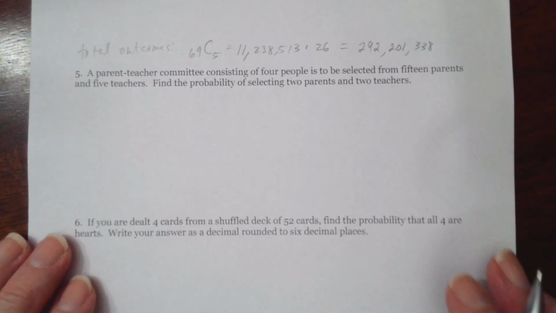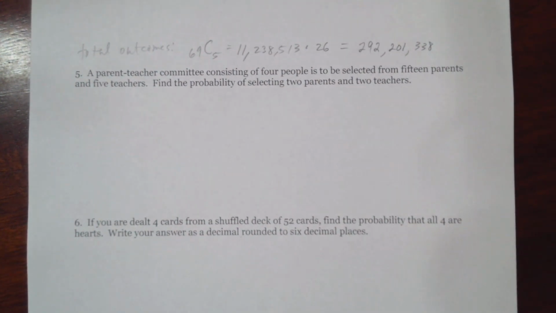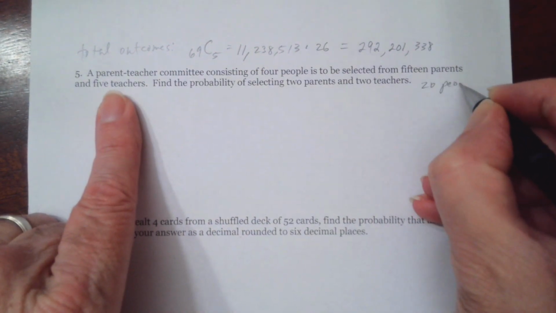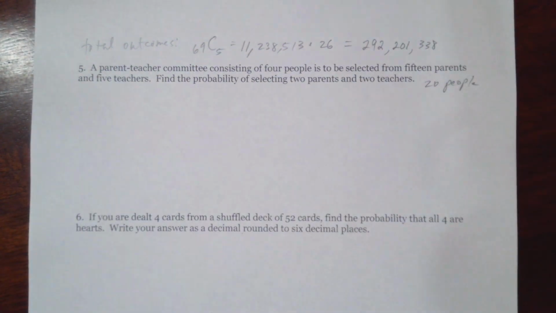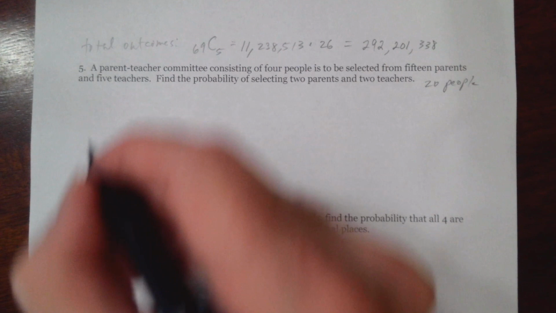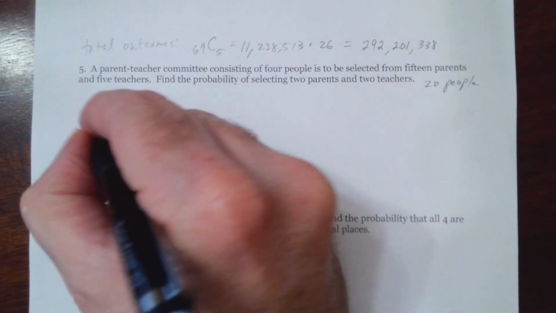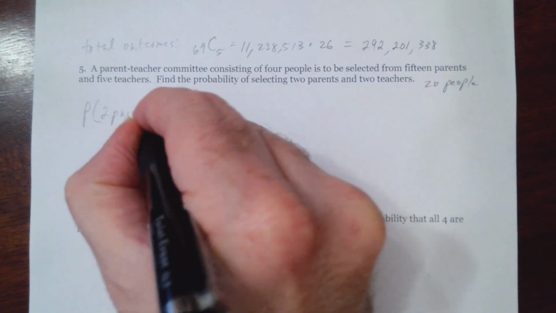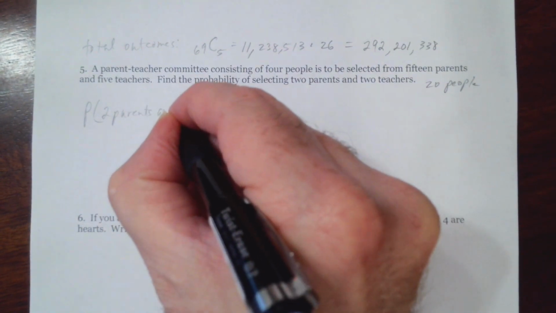A parent-teacher committee consisting of 4 people is to be selected from 15 parents and 5 teachers. So notice there's a total of 15 plus 5, 20 people. Find the probability of selecting 2 parents and 2 teachers. All right, so we want the probability of getting 2 parents and 2 teachers.